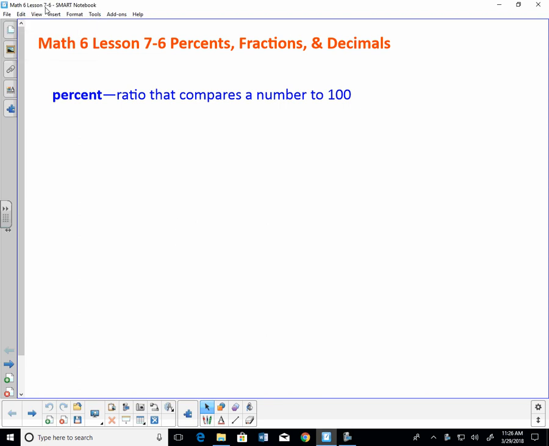This is Math 6, Lesson 7-6, Percents, Fractions, and Decimals. A percent is a ratio that compares a number to 100. Most students are pretty good at understanding 50%, 30%, 100% when it comes to grades because they know 100% means they got the whole thing right, 50% means they got half of it right, 30% means they better study a lot. We're going to today compare how to change between percents, fractions, and decimals.